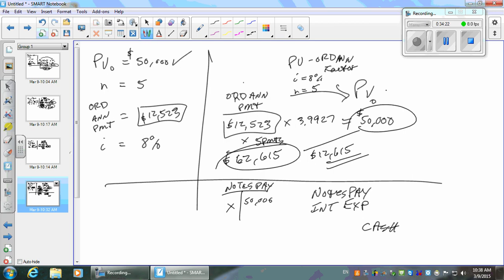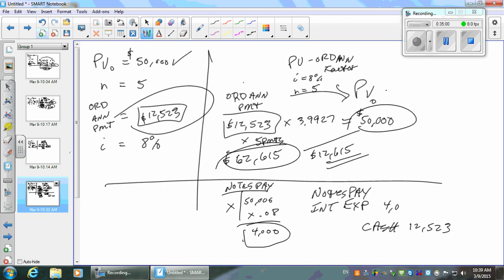Okay, how big is the payment? Oh, come on. We just calculated it. Yeah, 12,523. Excellent. You guys can do this. How much do we have borrowed? 50,000. What's the interest rate? I bet you guys can calculate what 50,000 times 8% is. How much is that? $4,000. What is that? 8% on the 50,000 you have borrowed for a year. The interest expense. Can anybody tell me how much of the note we just amortized?